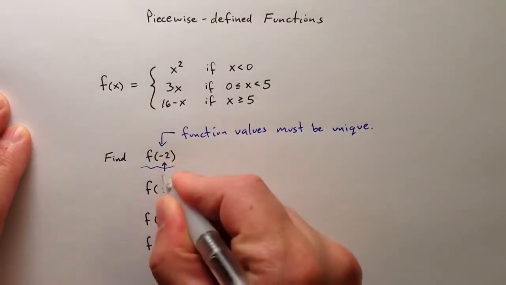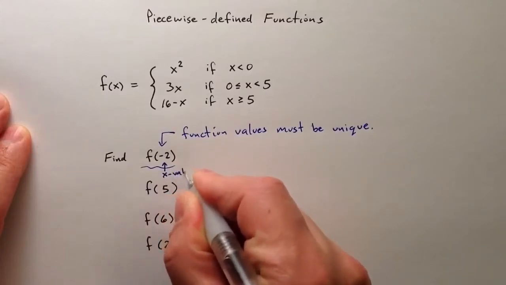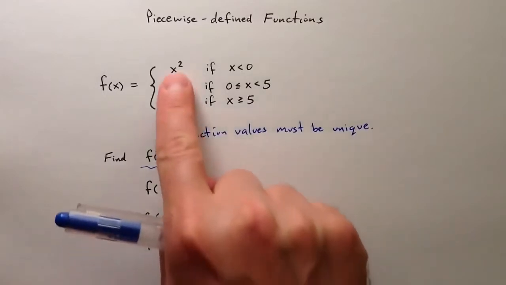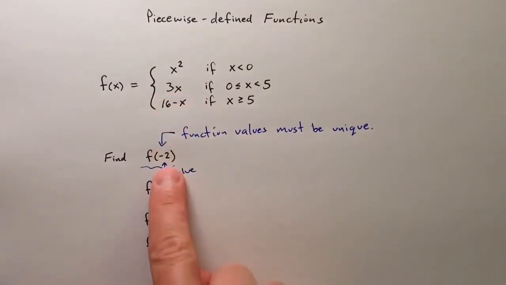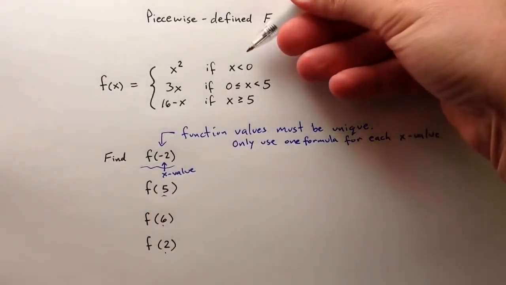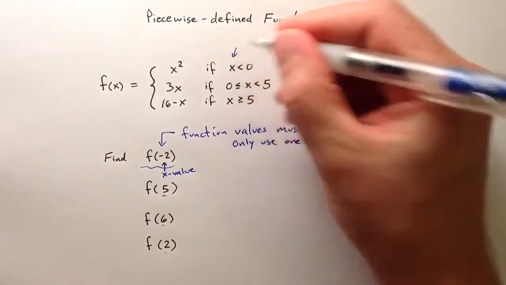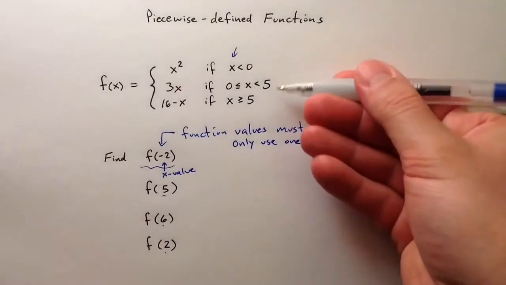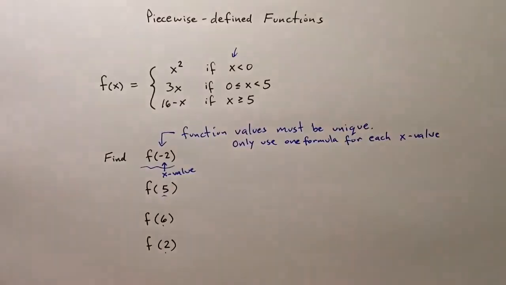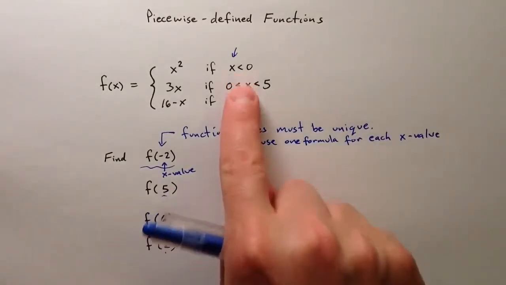So -2 in this example is an x value. It's an input value, as are 5, 6, and 2. And so I just want to use one of those formulas for each of the x values. The logic statements tell us which formula to use. The logic statements are in terms of x. Each of these are in terms of x. They divide the domain, they divide the set of input values into different categories, into different intervals.